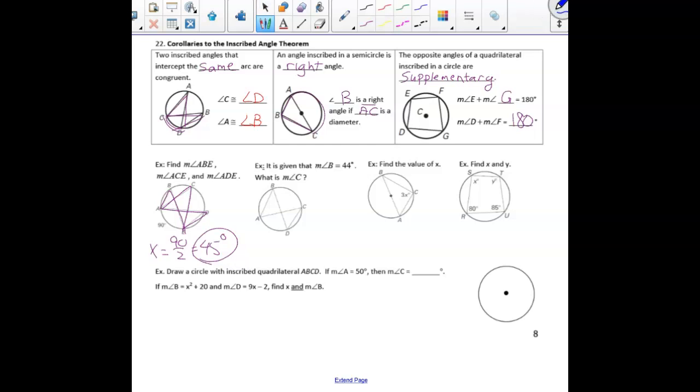It is given that the measurement of angle B is 44 degrees. Well, here's the arc that it's intercepting. Look at angle C. Same arc. So that means angle B and angle C are congruent. So the measurement of angle C is 44 degrees.